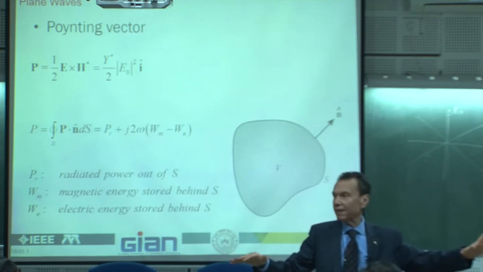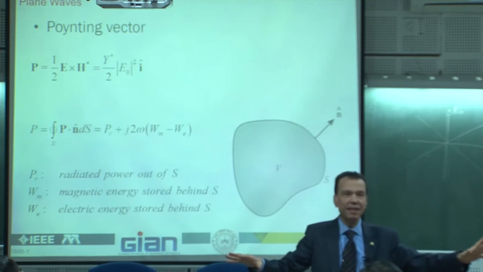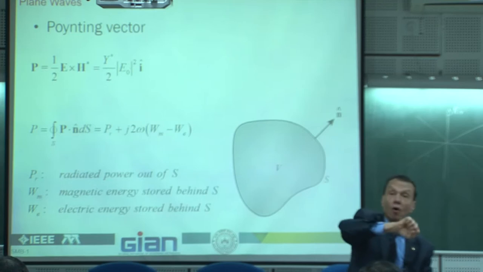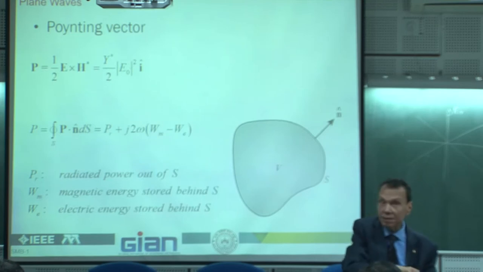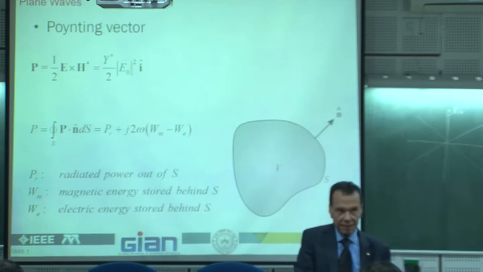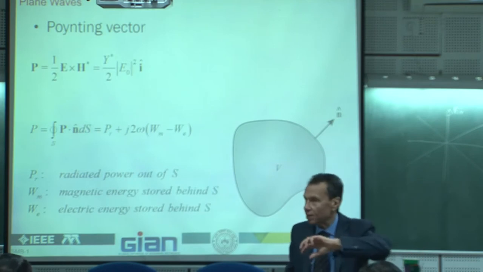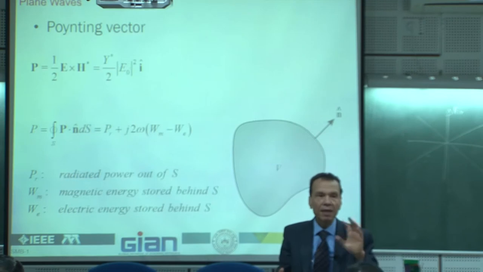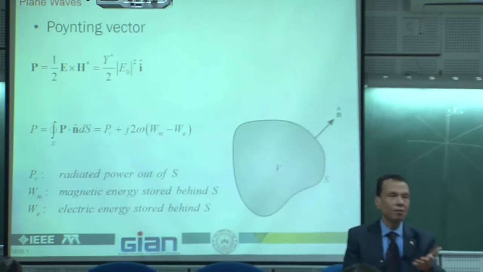If you fill the magnetic glass completely, you have nothing in the electric glass. So you can actually have a completely stored magnetic energy at a certain time instant, or completely stored electric energy. Okay, this is also called resonance. For power engineers, you know that also.